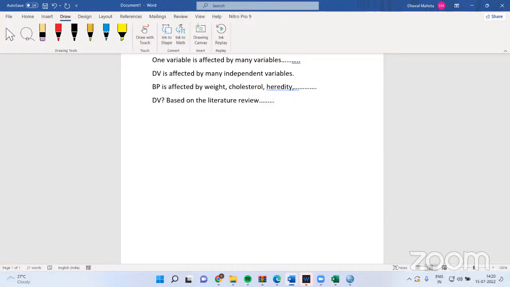Shall I proceed further? Now, again, remember one thing, that regression is an analysis. It is not a test. It is used when all the variables are continuous. Clear?